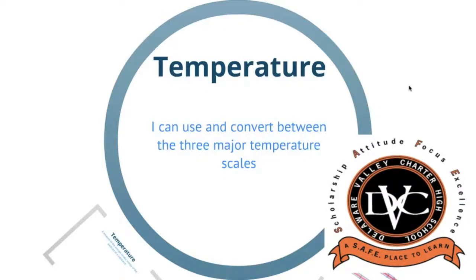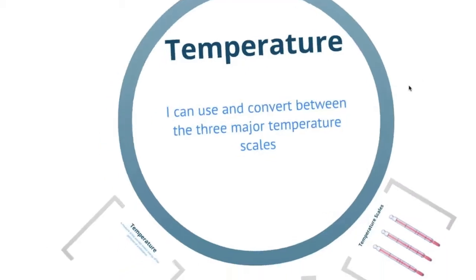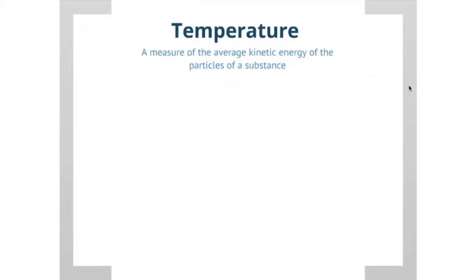Now we'll look at temperature. And by the end of this video, you'll be able to use and convert between the three major temperature scales. So first, what is temperature? Temperature is a measure of the average kinetic energy of the particles of a substance.